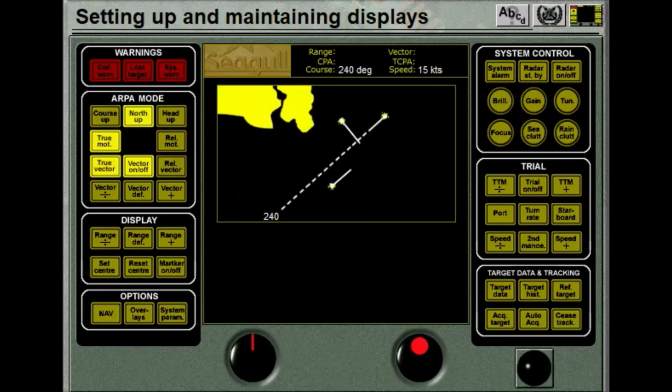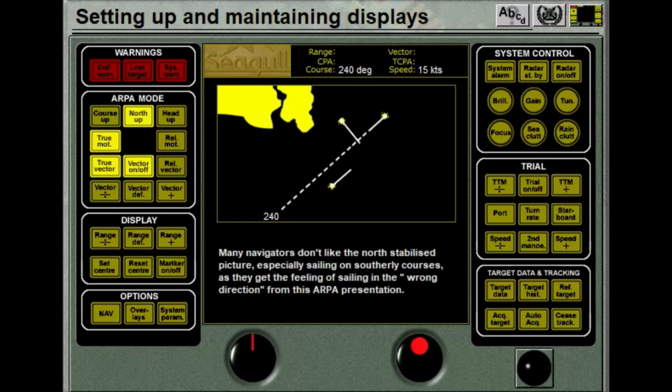The course change was executed in course up, but the ARPA is stabilised relative to north. In order to obtain the information as seen through the bridge window, the navigator must turn the picture 120 degrees in his head. Many navigators don't like the north stabilised picture, especially sailing on southerly courses, as they get the feeling of sailing in the wrong direction from this ARPA presentation.